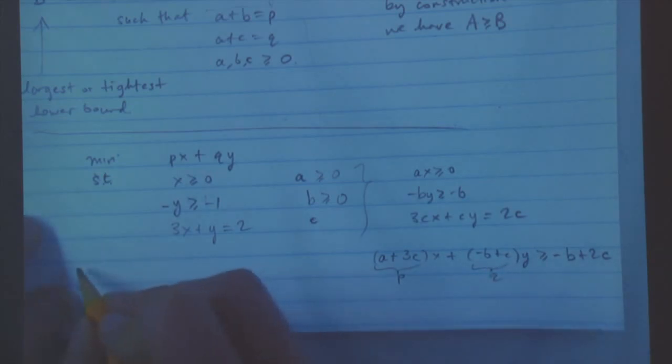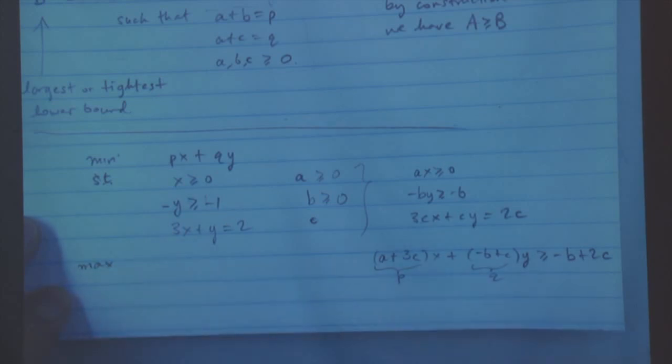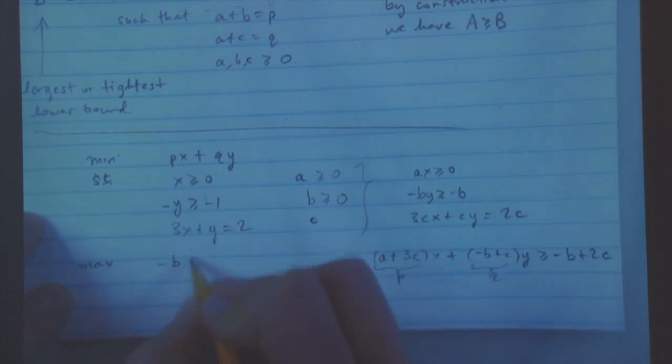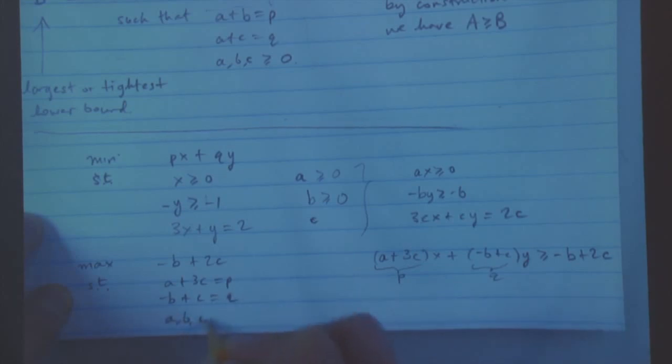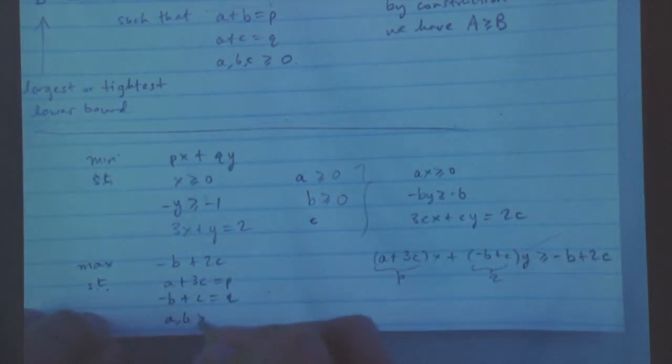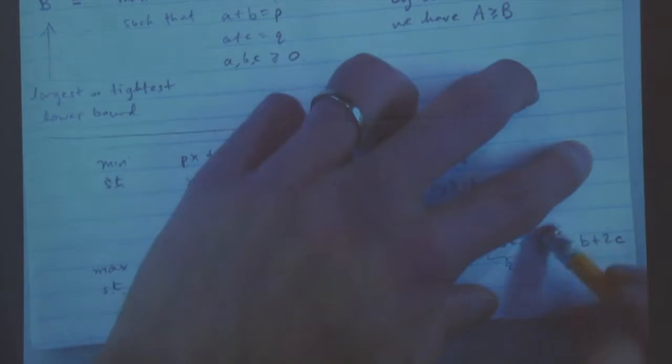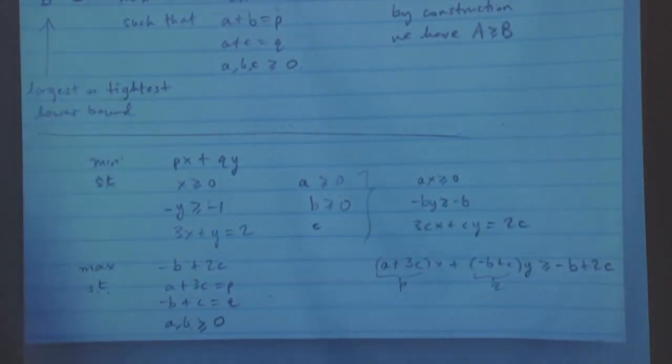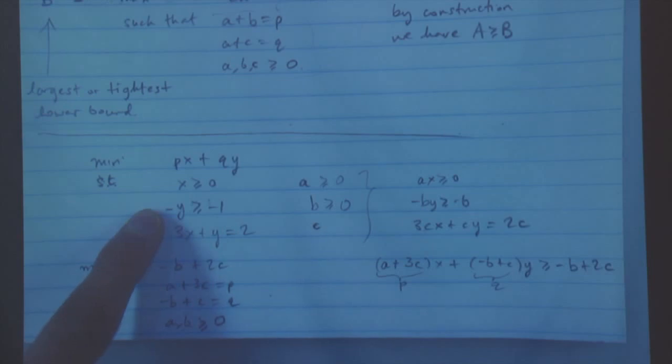Right, so now my dual problem, this is just more practice with dual problems, is to maximize this lower bound, minus b plus 2c, subject to the constraints that a plus 3c equals p, minus b plus c equals q, and a and b are non-negative with no constraint on c. So again, whatever the value of this linear program is, it's going to be smaller than or equal to the value of this linear program just by construction.